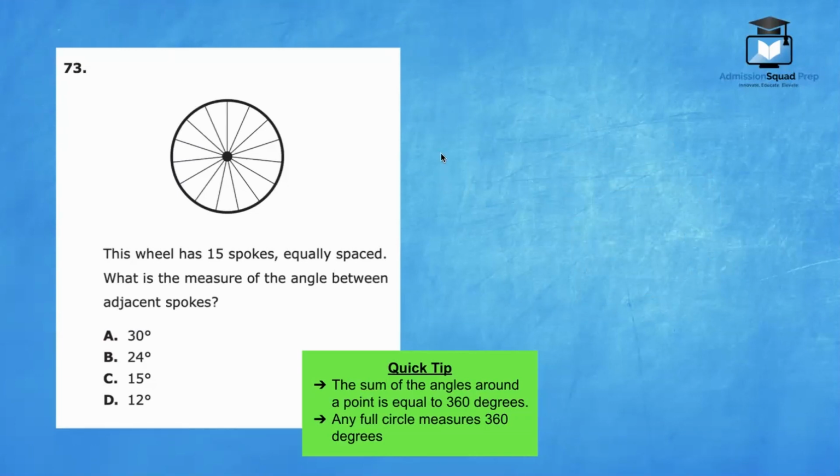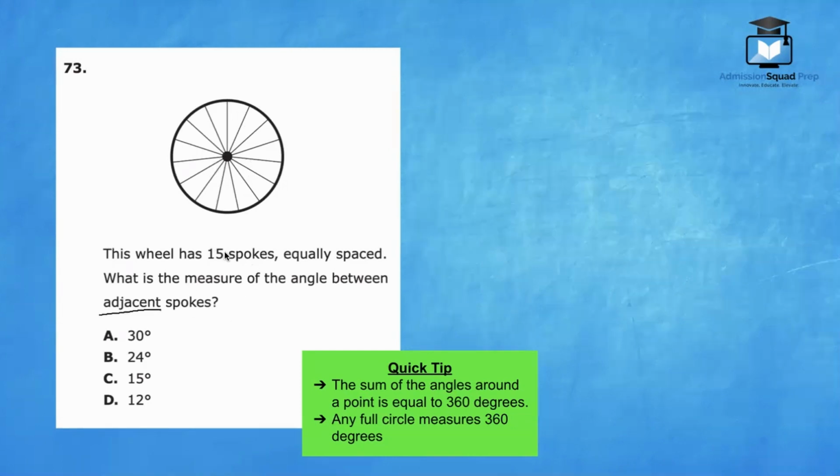Number 73. This wheel has 15 spokes, equally spaced. What is the measure of the angle between adjacent spokes? The word adjacent means right next to one another. Let's also recall that the sum of the angles around a point is always equal to 360 degrees. In other words, any full circle measures 360 degrees.